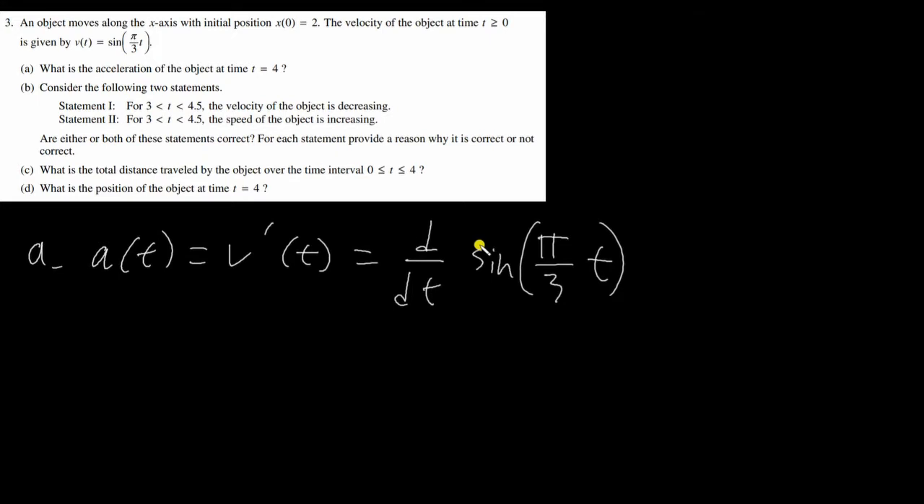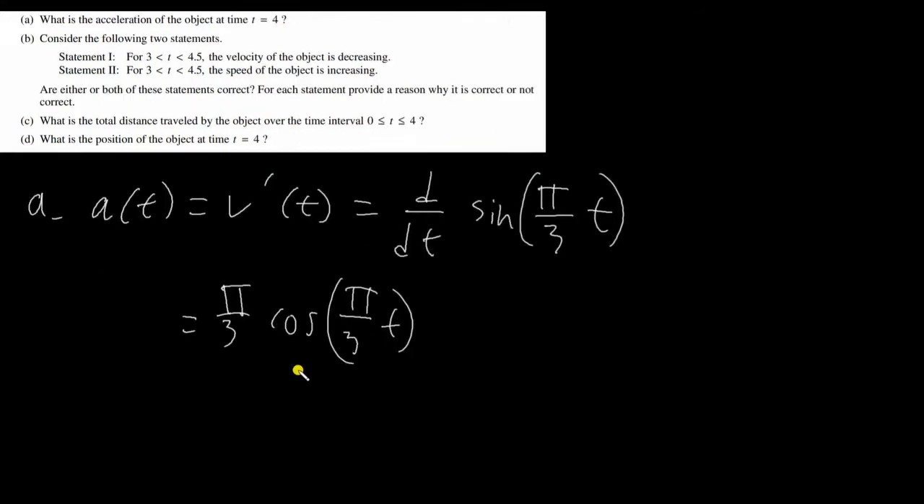So now that we have this, we can evaluate the derivative. The derivative of sine is cosine, so we'll have cosine of pi over 3t. And then since pi over 3t isn't just a t, it's a function with a t in it, we have to take the derivative of this inside function by the chain rule, giving us an extra pi over 3 that will stick out in the front.